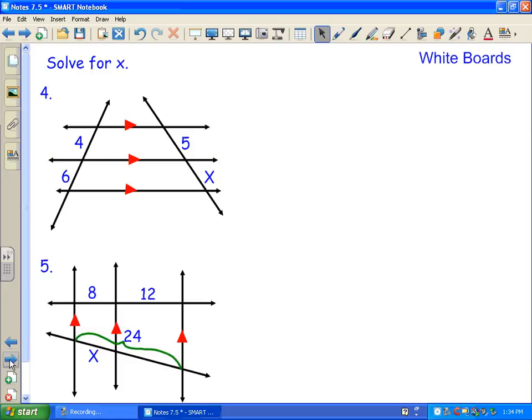So stop the video and set up these and see if you can figure out how much each of these would be for the side splitter rules.